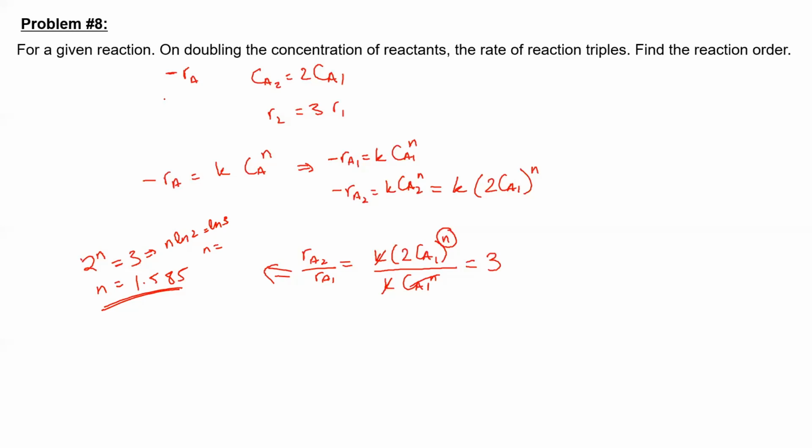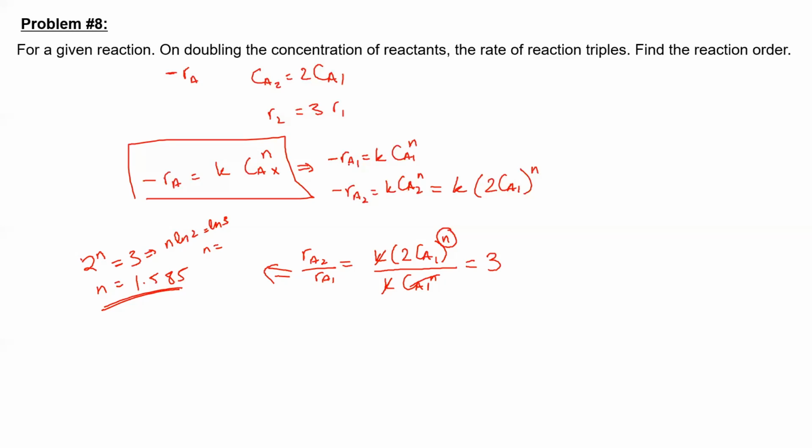You're given, for a given reaction, on doubling the concentration of reactants, the rate of reaction triples. Find the reaction order. And again, just one thing you need to keep an eye on: the reaction order will always be with respect to the component in which I'm writing my reaction rate. So minus RA is equal to K CA to the n. This is my reaction rate. It could contain other junk like CB, whatever, however, they will cancel out when doing your math, because I'm only looking at the reaction order with respect to A.